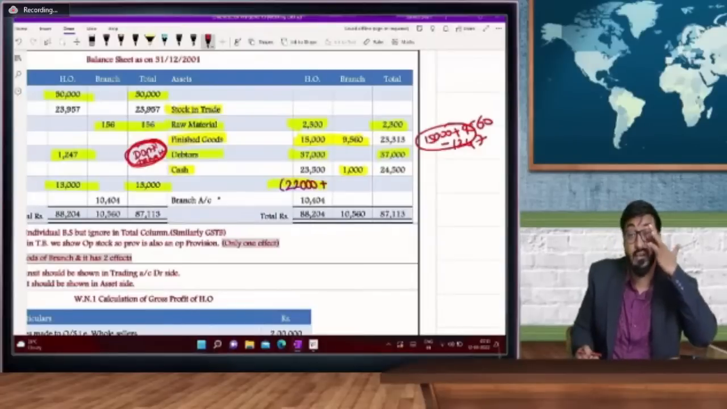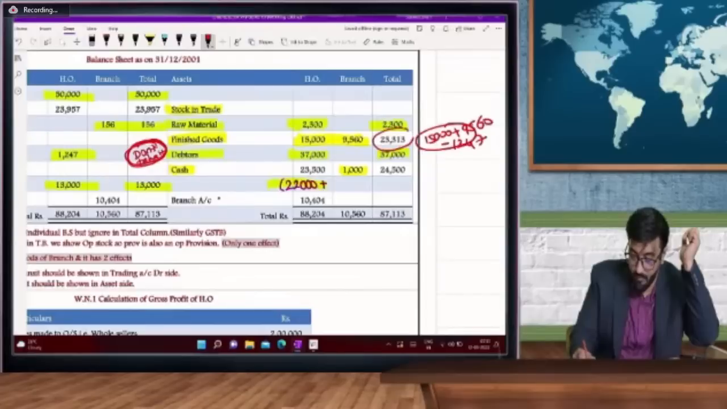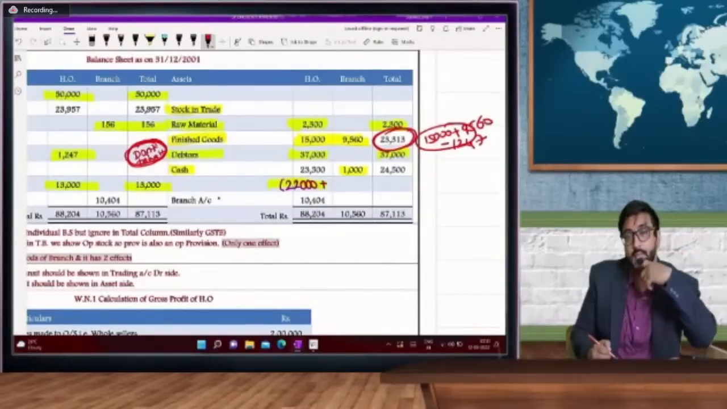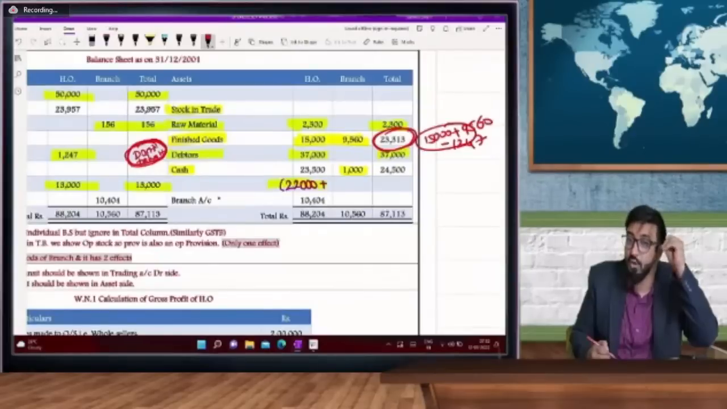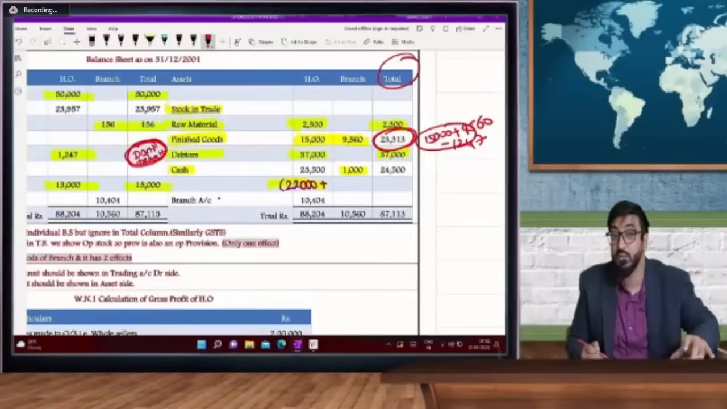23,313. See, my friends, for finished goods total you are going to take the figure after reduction of your stock reserve. See, stock reserve, we reduce it from the stock. So in the total column, we will consider it after reduction of the stock reserve balance. Okay, so this is the important point. Don't take stock reserve in the total, it is reduced from your closing stock.